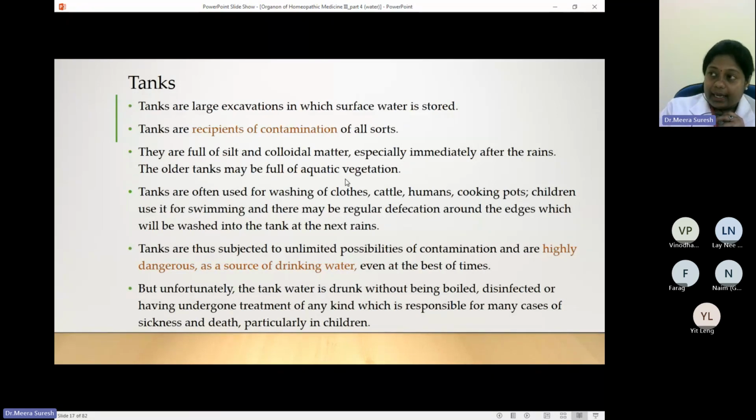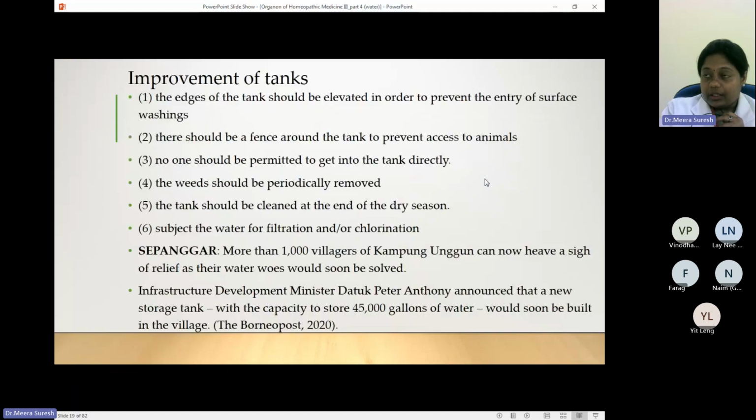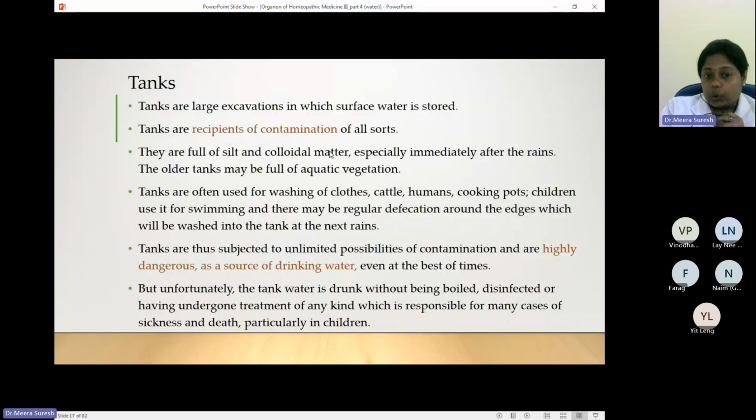And every day the water will be added into it, replenished. So no one will be bothered about cleaning. The cleaning is going to be too difficult. So when for a longer time the water is being collected, it is going to result in growth of vegetation. Tanks are often used for washing of clothes, cattle, humans, cooking pots, all the washing of clothes, dishes, animals, even children, everything happens over there. The children use it for swimming, and there may be regular defecation around the edges which will be washed into the tank at the next rains.